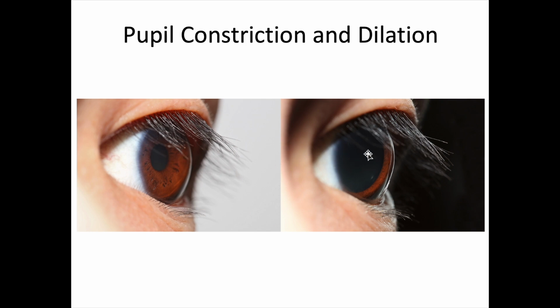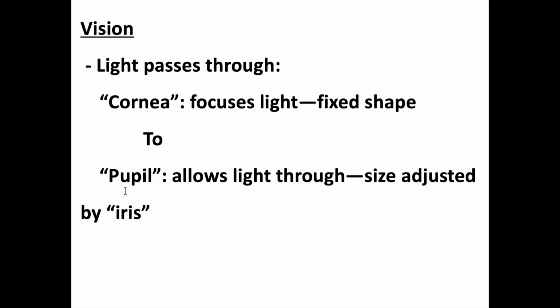This pupil changes in a high light environment, in a very bright environment. You don't need to let in a whole lot of light, but in a very dark environment, in order to see anything, you want to let in much, much more light. So this size is dynamically changed. So the pupil allows light through, the size of which is adjusted by the iris which surrounds it.